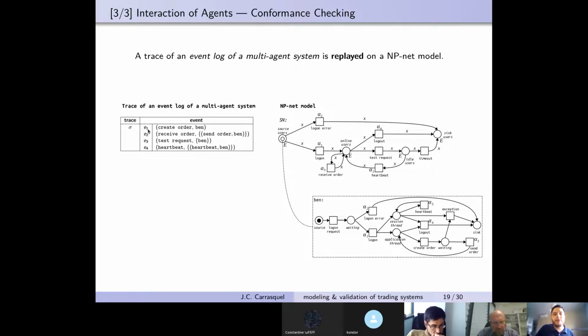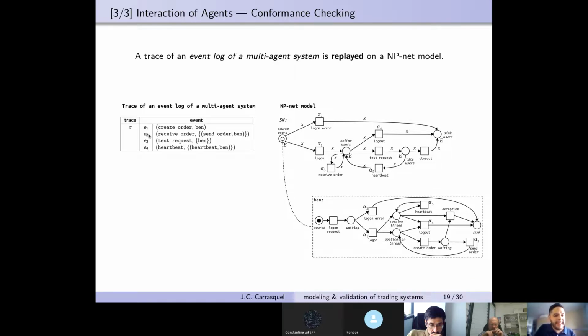For example, E1 means, this pair means that I am executing the activity create order on the net token Ben. So then I go to this net token Ben. Is it possible to execute for this particular Petri net of Ben the transition create order? Can I fire? I cannot. You see the input place application thread is empty. Here there is a deviation.